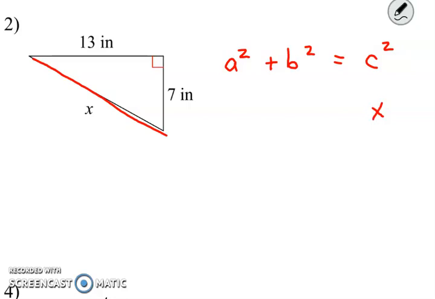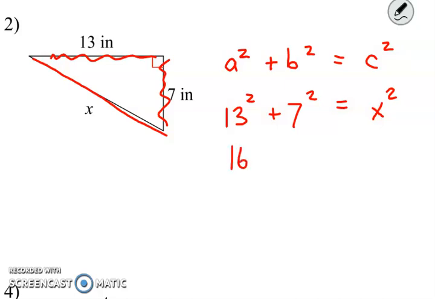If I want to change it, since x is listed as the variable, and call it x squared instead, it doesn't really matter. We know that's the value we're trying to find. The other two sides are 13, so I'm going to call this 13 squared, and then 7. So that's 7 squared. And that's all I'm really doing. I'm just plugging into the Pythagorean theorem and solving for it.